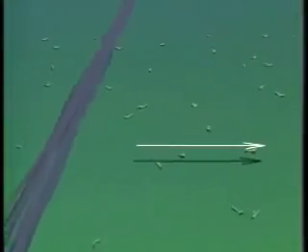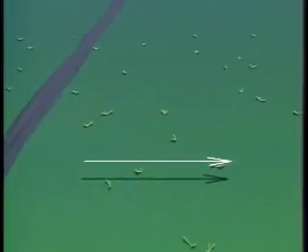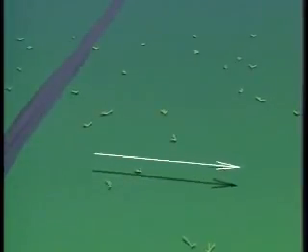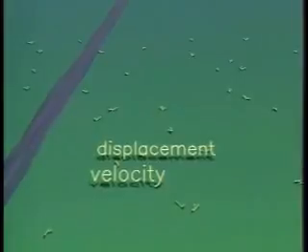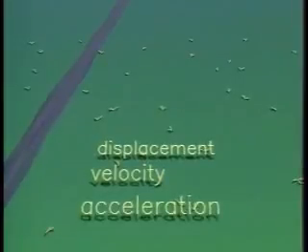A quantity that has both magnitude and direction is a vector, represented by an arrow. The arrow's direction is the direction of the quantity, and the length of the arrow indicates its magnitude. Displacement, velocity, and acceleration are all vectors.